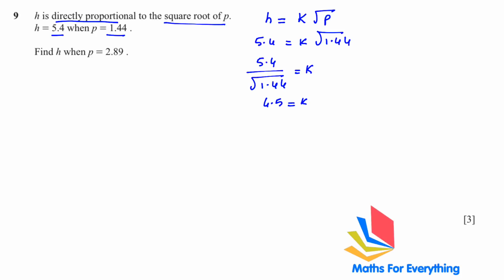4.5. So let's write our equation with K in it. H equals 4.5 square root P. Now we have to find H when P is 2.89. So replace the P with 2.89 and we will get H is equal to 7.65.